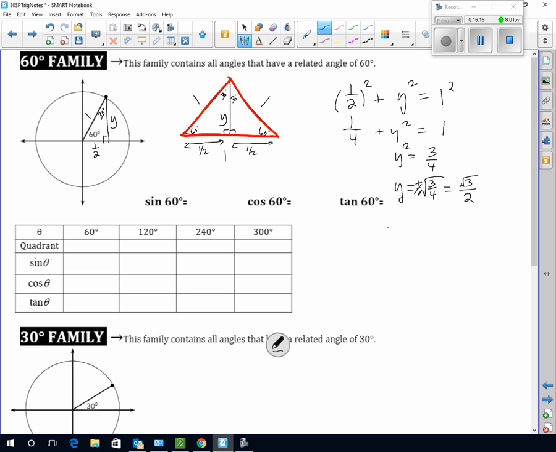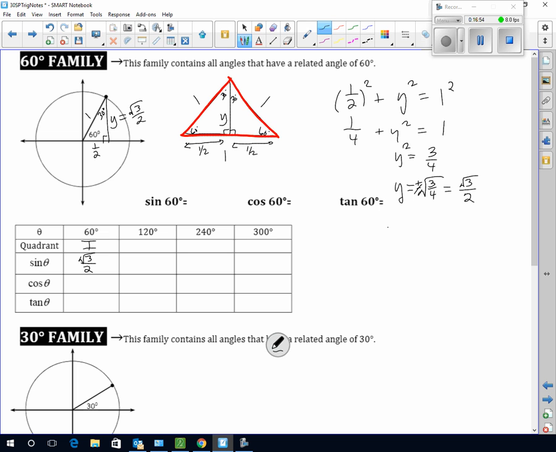Yeah? So what was y again? Y was my, what value? Sine or cosine? Sine. And my x was my cosine. So in quadrant 1, when I have 60 degrees, what's my sine value? Root 3 over 2. And at 60 degrees, what's my cosine value? 1/2. Now this is the hard one.